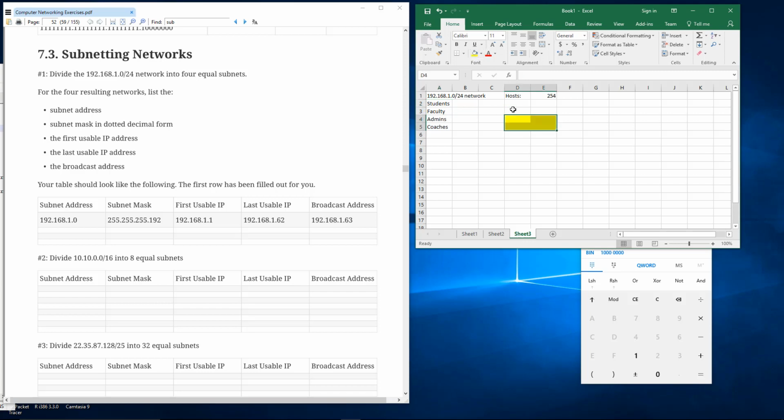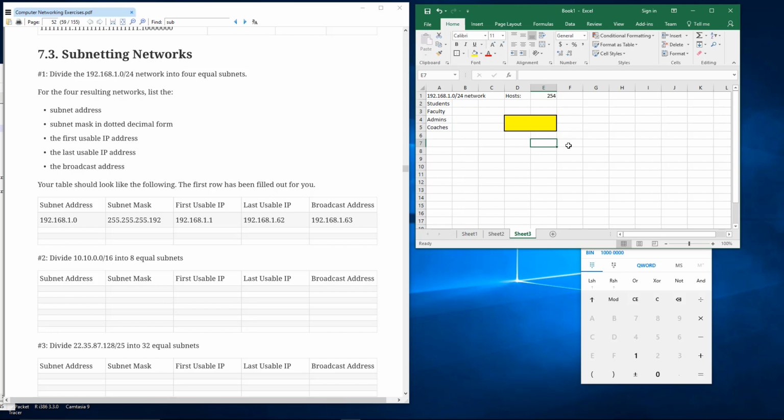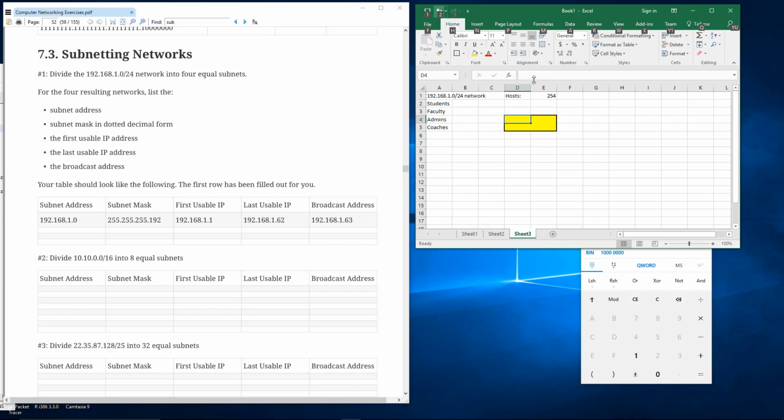So let's say hypothetically, this yellow box here represents all of our IP addresses with a /24. Let's put a thick outside border there. This is /24.